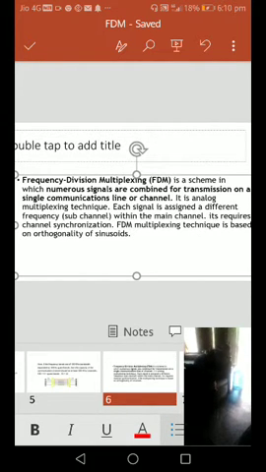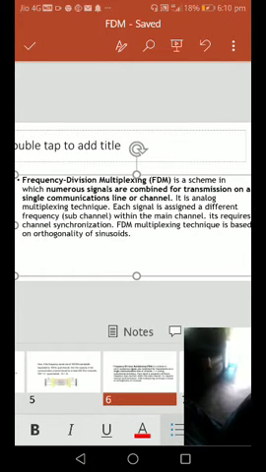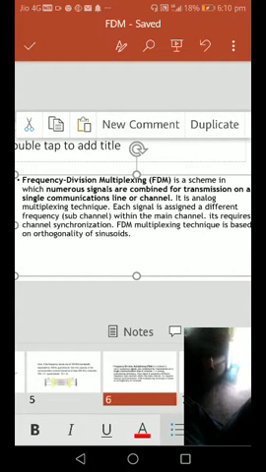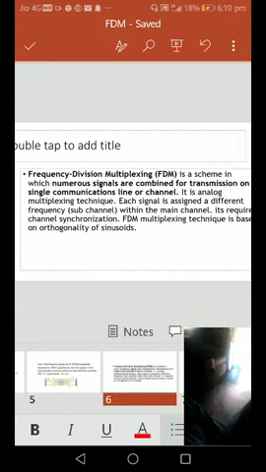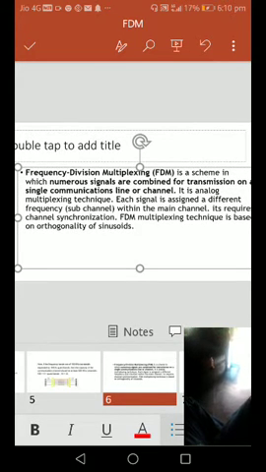Each signal is assigned a different frequency, a frequency subchannel within the main channel. It requires channel synchronization, so each one will be taken as an individual signal.